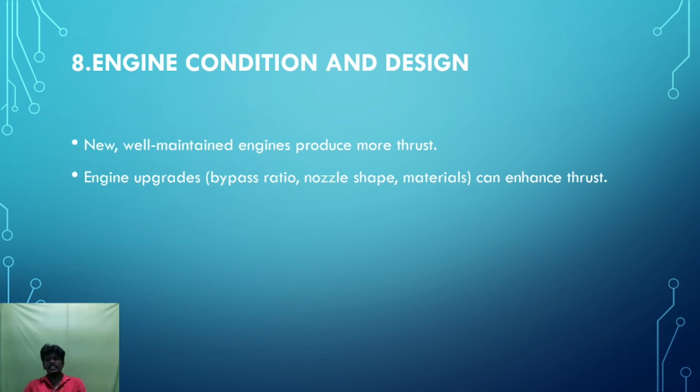Then engine condition and design. This is a major thing in producing thrust. A variety of engines are available in the modern world. First, a new well-made engine produces more thrust, and older engine models produce less thrust during their life period, and breakdowns will appear. Then engine upgrades, bypass ratio, nozzle shape, and materials also play a main factor in designing a well engine that can increase thrust.